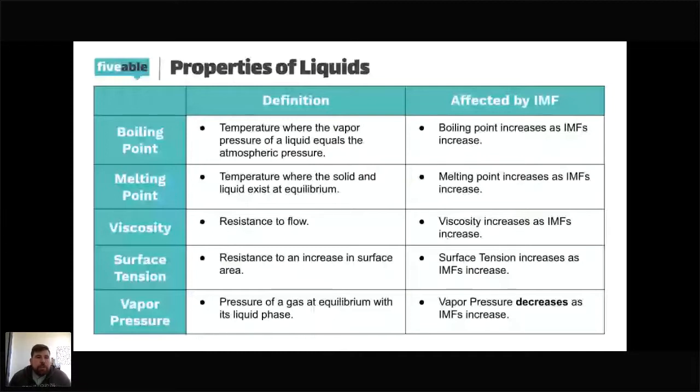So first off, boiling point. Boiling point actually relates to vapor pressure. Vapor pressure refers to the pressure of a gas that's at equilibrium with its liquid phase. And boiling point is the temperature where the vapor pressure of a liquid equals the atmospheric pressure. So actually, depending on where you're at on planet Earth, the boiling point of a substance can change. You probably are all pretty comfortable with the boiling point of water being 100 degrees Celsius. That's actually only true at sea level, at 1 atmosphere of pressure.